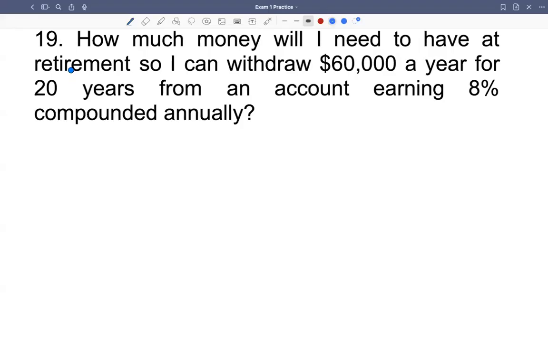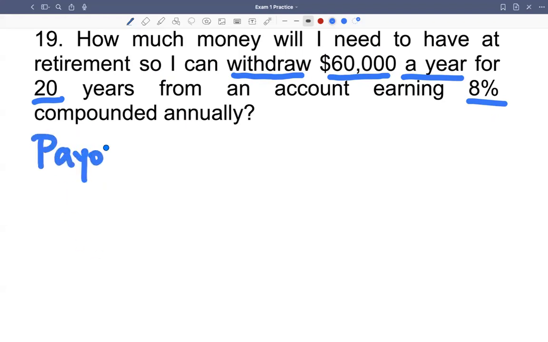Question 19. How much money will I need to have at retirement? So I can withdraw, keyword, I can withdraw $60,000 a year for 20 years from an account earning 8% compounded annually. Because we want to withdraw money and find out how big a lump sum to have, we know this is a payout annuity. We use the payout annuity formula.